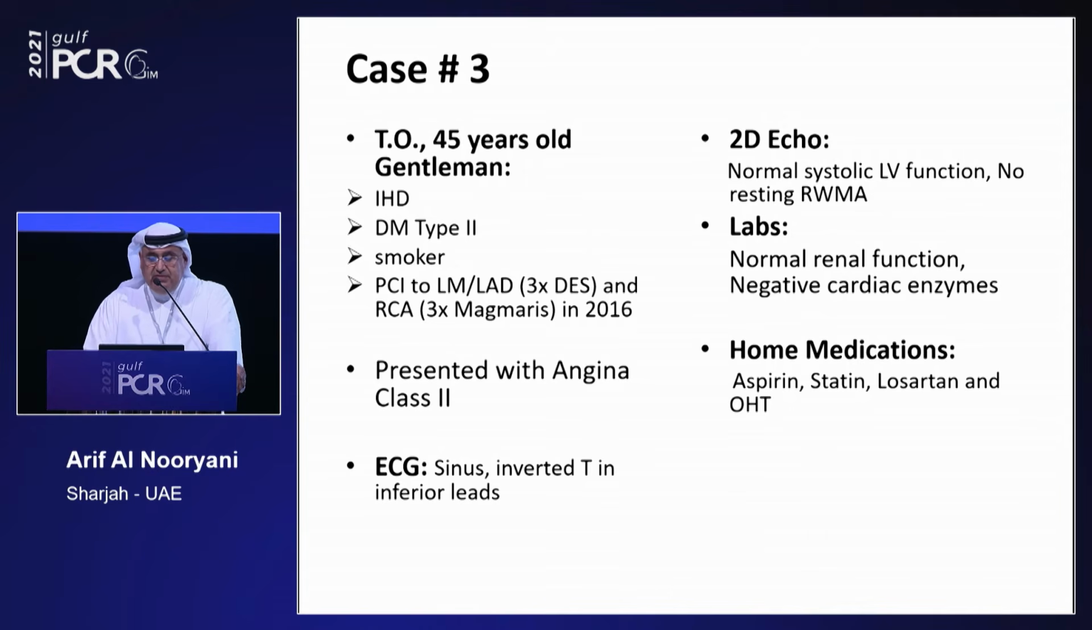Case number 3, it's a 45-year-old gentleman, ischemic heart disease, diabetic smoker. PCI to left main was done earlier, and RCA got 3 Magmaris in 2016. Presented with angina, class 2. ECG showed inverted T in inferior leads. We had really our initial experience with the Magmaris at that time, and we thought that could be the reason. When we checked, the labs were normal, echo was almost normal.